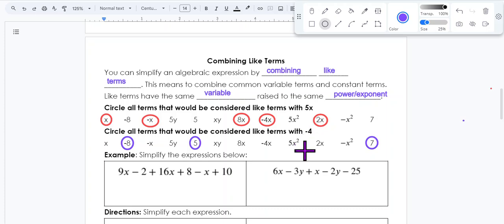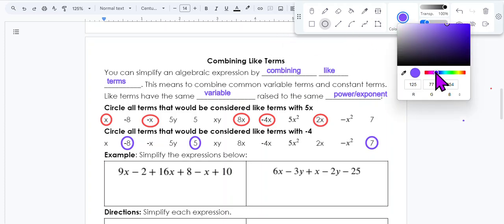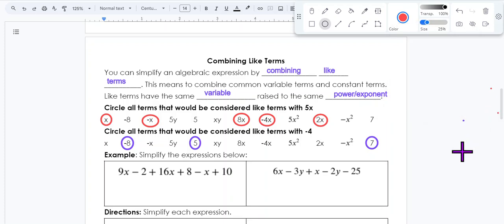All right, so let's try one of these together. It says simplify the expression below. All right, so this is the way I do it. What I do is I always want to do my variable terms first, okay? Because in math, there's this thing called standard form, and in standard form, your variable terms go first in alphabetical order, and then your constants are always at the end. So I want to do my variable term first.